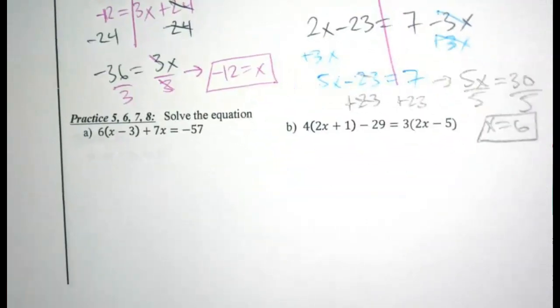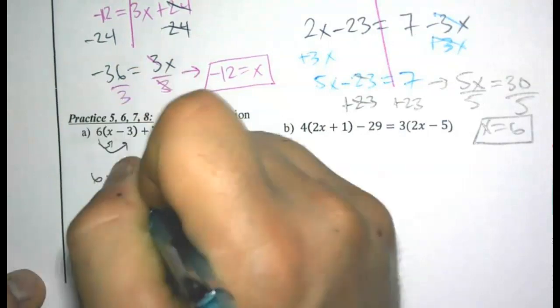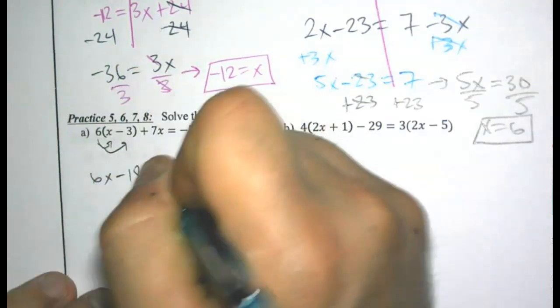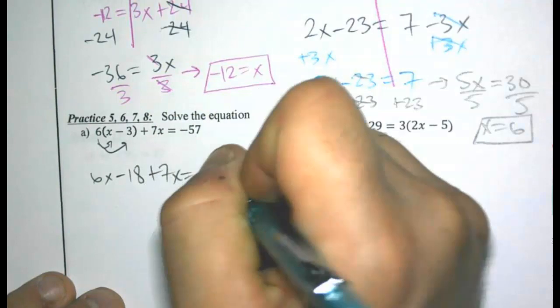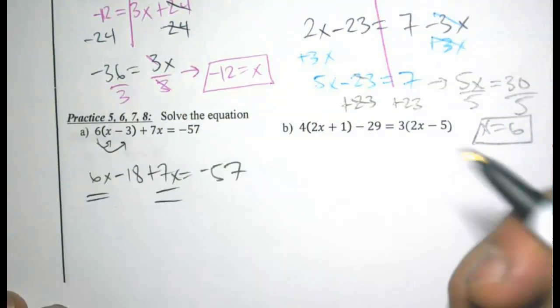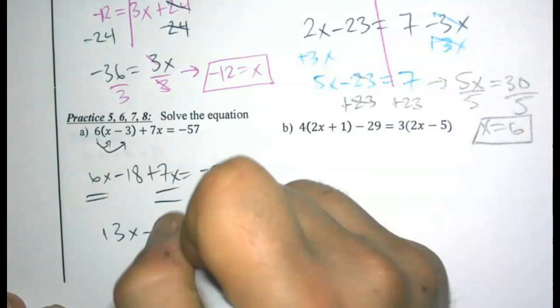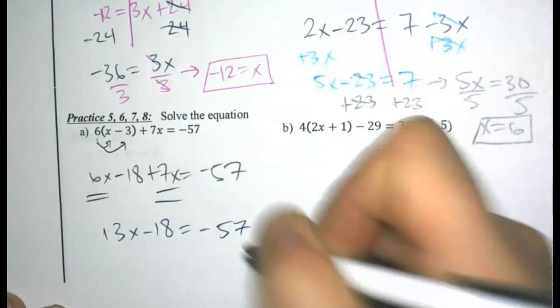Next couple problems here, I'm going to keep plugging along, guys. This one does have distributing. 6 times x is 6x, 6 times 3 is 18, plus 7x equals negative 57. I'm going to go ahead and combine like terms as my next step. 6x plus 7x is 13x. Bring down the minus 18 equals negative 57.